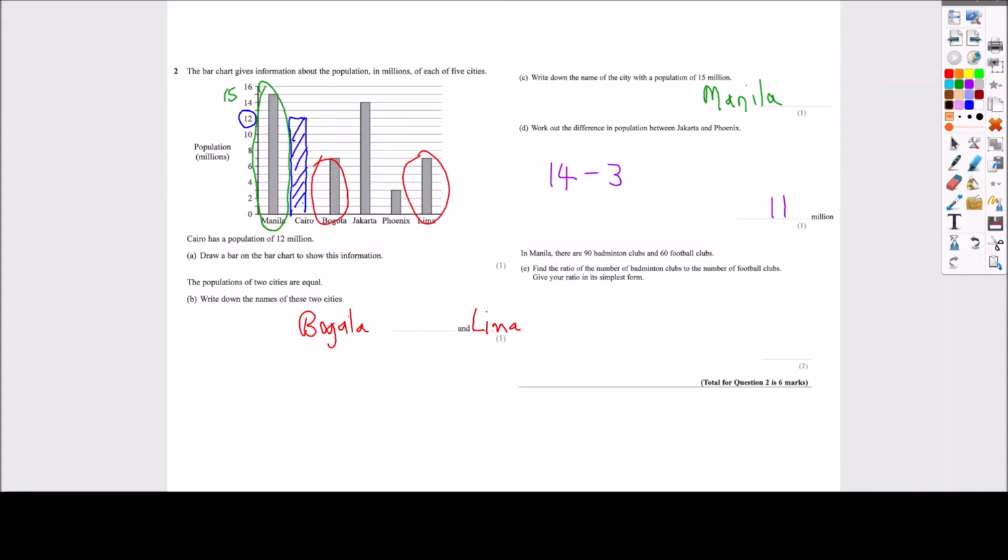Now for part D, we're told the ratio of badminton clubs to football clubs. So badminton to football is 90 to 60. We're being asked to write this ratio in its simplest form. So you need to break it down as far as you can. It's like simplifying a fraction. So if we divide by 10, we're going to get 9 to 6, but we can then still divide by 3 to get 3 to 2. So that's our final answer, 3 to 2.